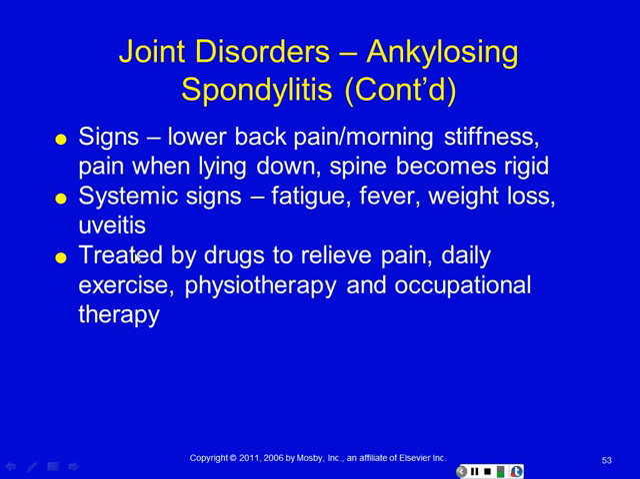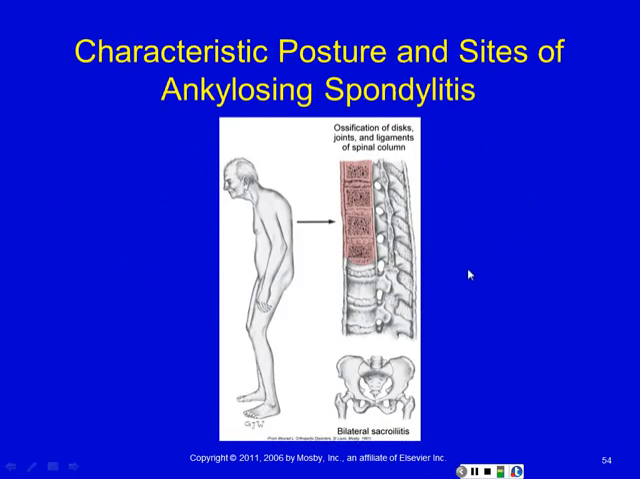And then treatment. There's no specific treatment for ankylosing spondylitis, but we do treat the pain. Patients that stay in good shape keep their mobility longer. So we want to encourage people to have a daily exercise plan. And then as the condition worsens, we send them to PT and OT to try to maintain their range of motion and their mobility. So here's what we end up with in ankylosing spondylitis.